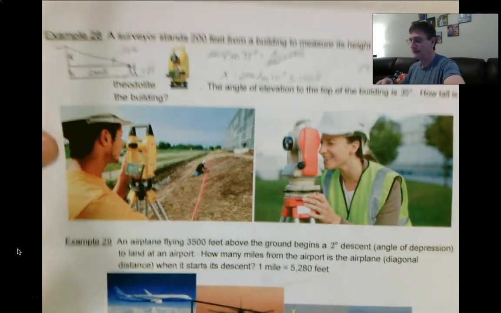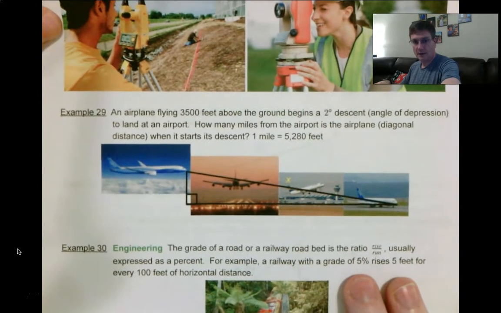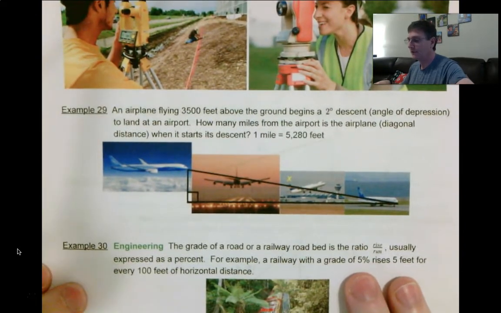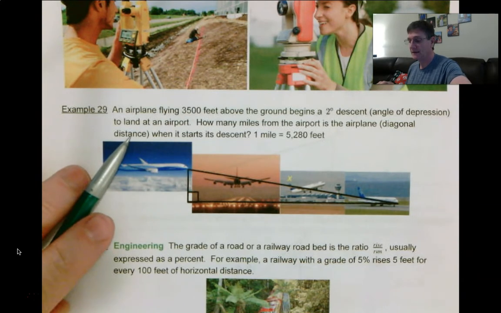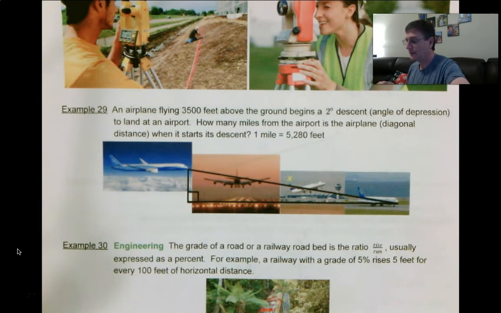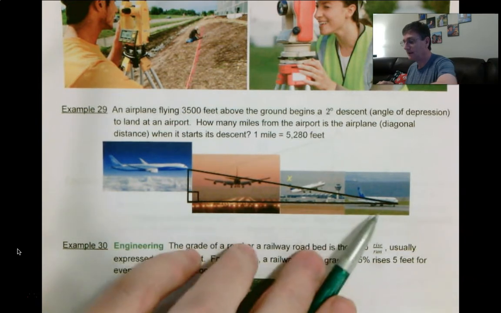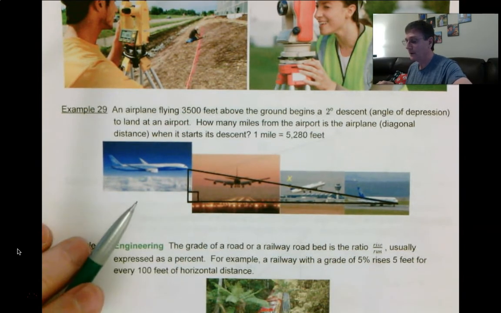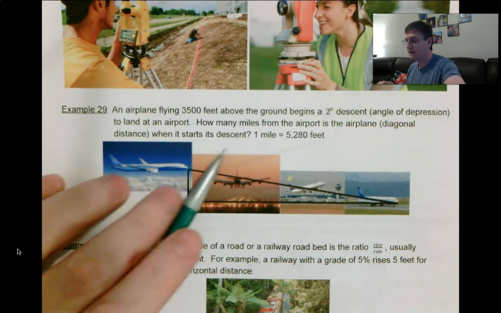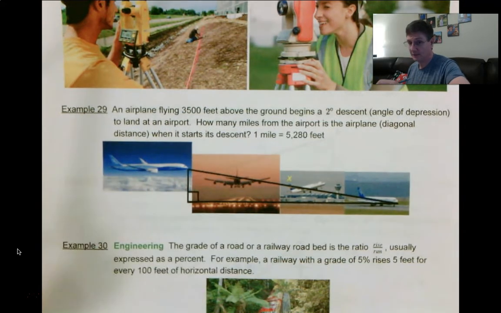Example 29. An airplane flying 3,500 feet above the ground begins a 2-degree descent angle of depression to land at an airport. How many miles from the airport is the airplane when it starts its descent? That's the diagonal distance, x in our diagram here. 1 mile is equal to 5,280 feet if you don't know that.